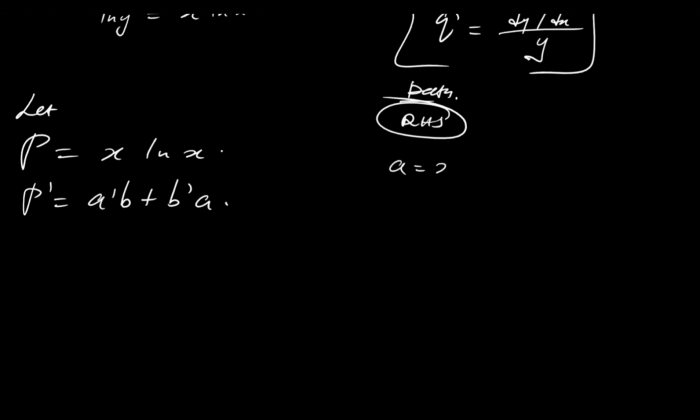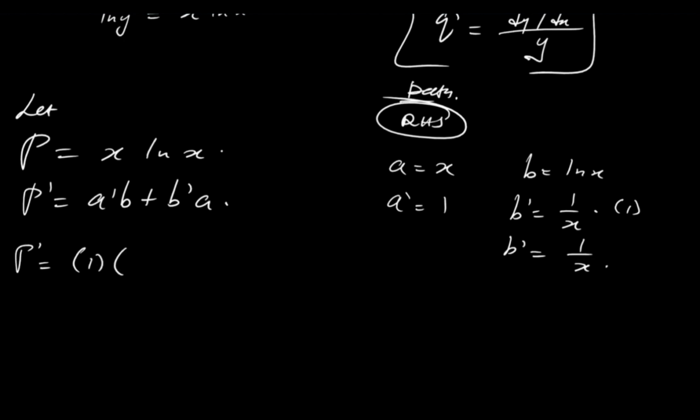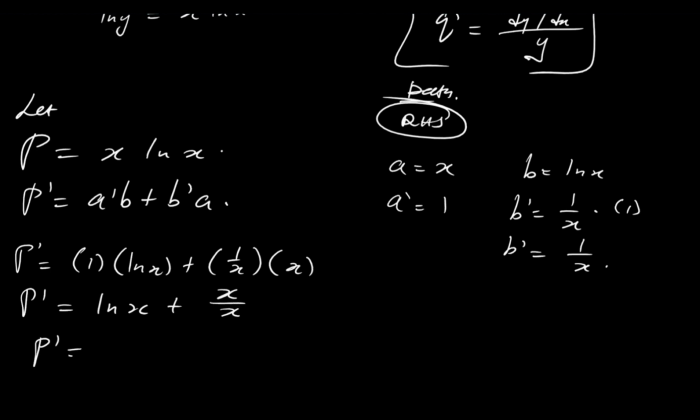Then do out the data. A is going to be x. What is a prime? It's basically 1. What is b? b is ln x. What is b prime? 1 over something times the derivative of something; here we'll have a 1. So b prime is just 1 over x. Put this back here: a prime is 1, b is ln x, plus b prime is 1 over x times a, which is x. So I have p prime equal to ln x plus x over x. So p prime is equal to ln x plus 1.